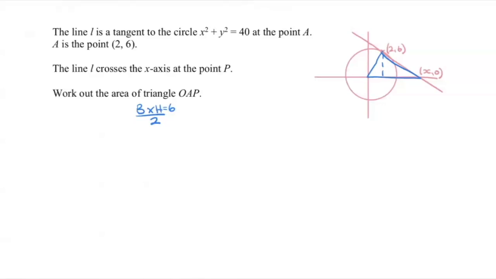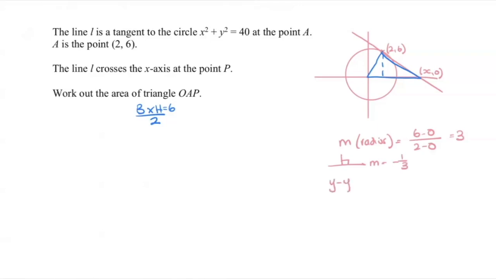To start this off, I'm going to find the gradient of the radius because I've got 2 points on the radius. I've got the center 0, 0 and my 2, 6. So I can set up the gradient formula. It will be 6 take 0 over 2 take 0, giving me 3. So my perpendicular gradient, which will be the gradient for my tangent, is minus a third.